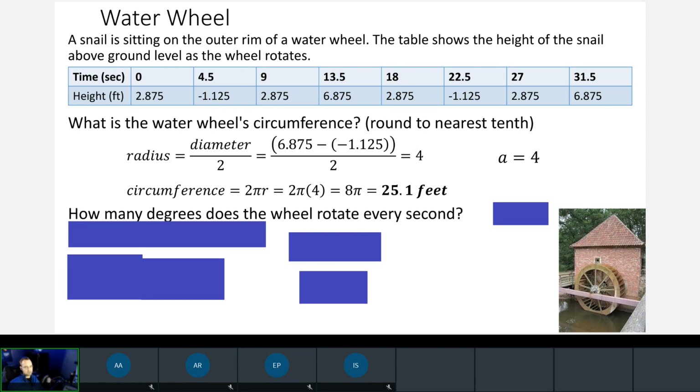That is true, Antonio, but remember the problem wants degrees and not feet. So we couldn't take the circumference and divide it by 18. That would be the feet per second, but we want the degrees per second.